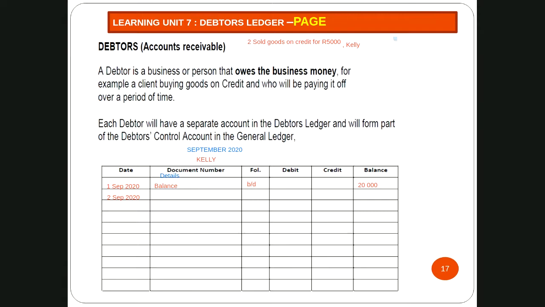Remember when we did the general ledger accounts? We said the two accounts are bank and debtors, remember? We don't do that here. Here we need that source document. What do you think is that? Think about it.